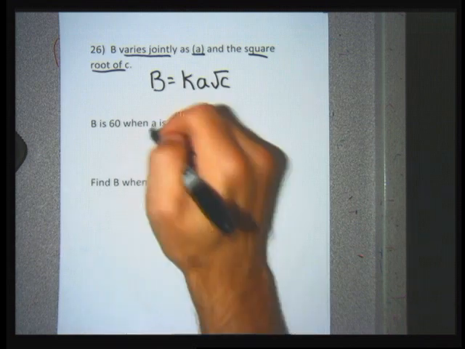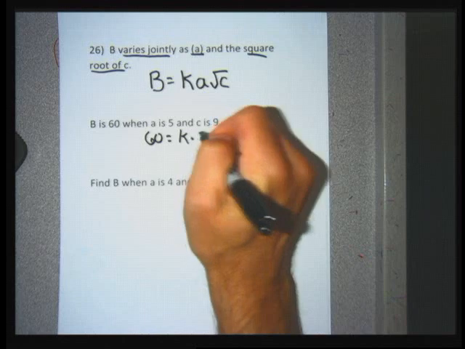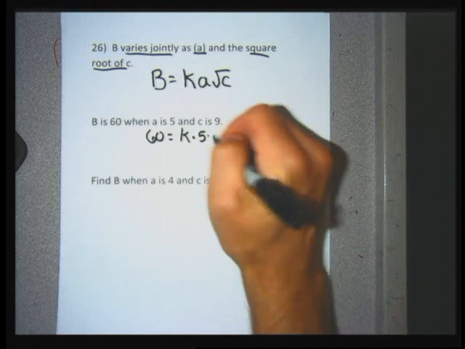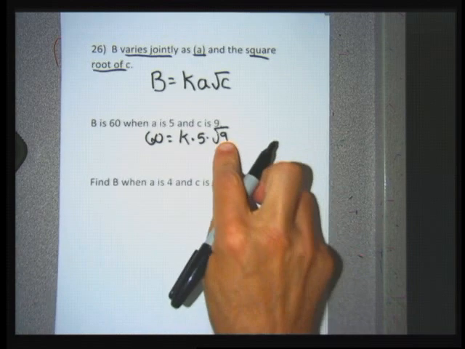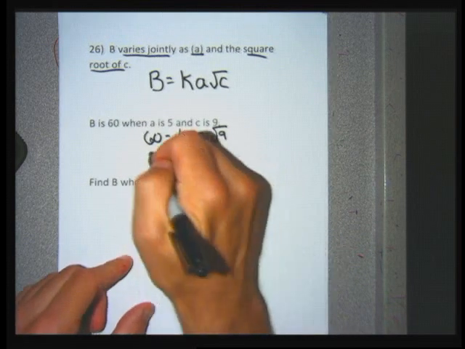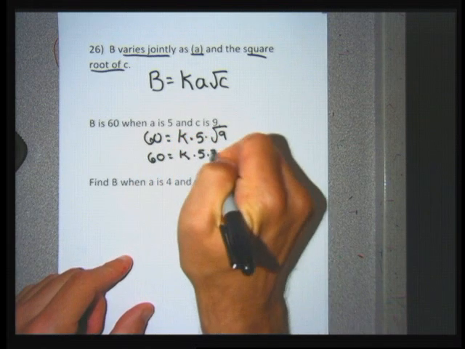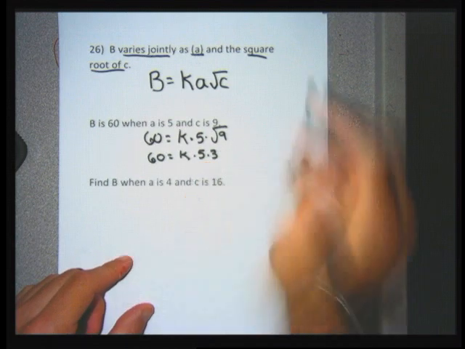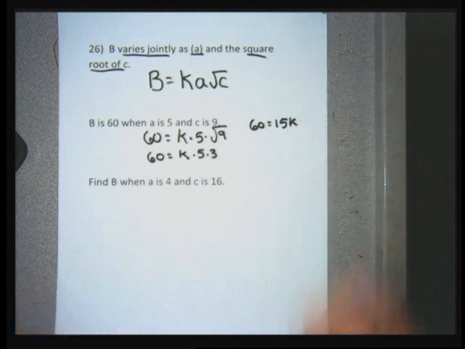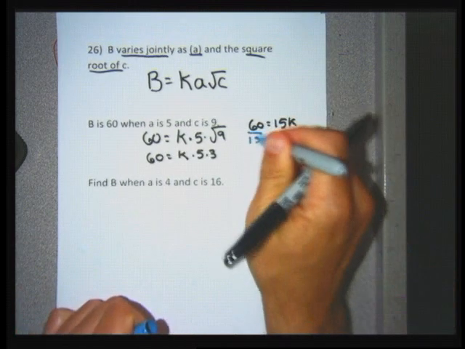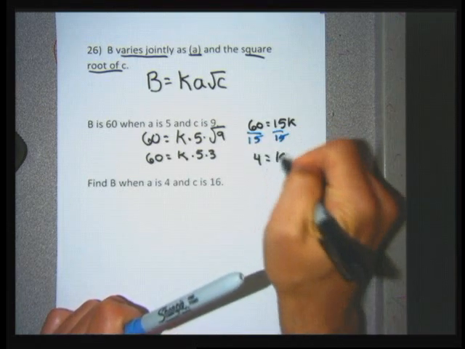Second sentence, I plug in 60 for b. I leave the k alone. I plug in 5 for a, and I plug in 9 for c. I need to do the radical before the multiplication. The square root of 9 is 3, so I'm going to get 60 equals k times 5 times 3. Multiply the 5 and 3 and get 15. So I get 60 equals 15k, and then divide by 15, divide by 15. That gives me 4 equals k.